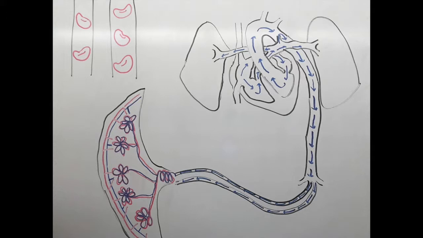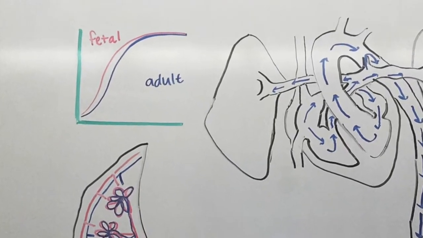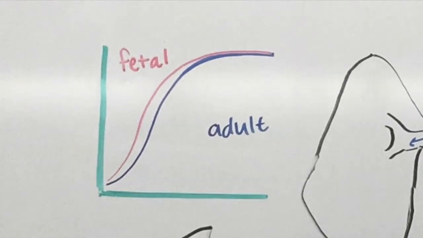As far as gases go, maternal red blood cells transfer their oxygen to fetal red blood cells, and fetal red blood cells give their CO2 to maternal red blood cells. This happens because fetal red blood cells not only have more hemoglobin, but their hemoglobin has a higher affinity for oxygen than maternal hemoglobin. The oxygen saturation curve for fetal hemoglobin, drawn here in red, is shifted left compared to the curve for maternal hemoglobin, drawn here in blue.